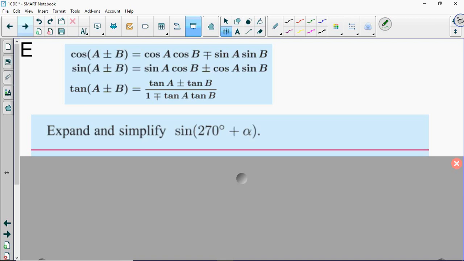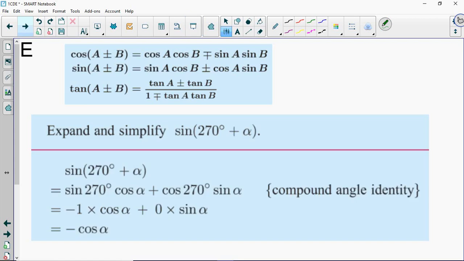You can use them for something simple like this example down below. Expand and simplify sine of 270 plus alpha. Well, you need to know what sine of 270 is for this to work. We should be able to get that out. And now that is using the identities.